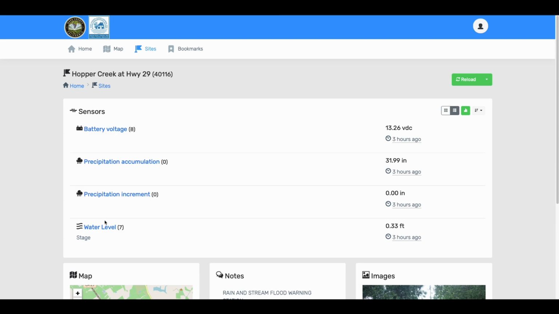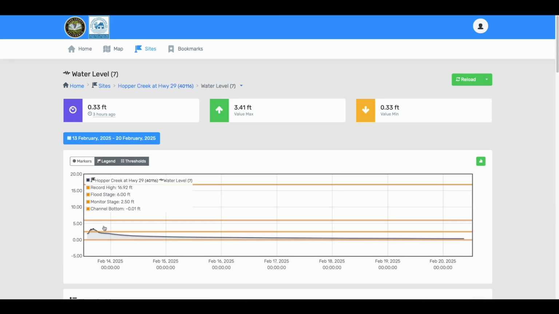And lastly, the one that brings us to this page is water level. Water level is the level of water in feet in the stream at the gauge. Let's click on water level. Here we are presented with a real-time graph with several threshold levels for us to pay attention to.